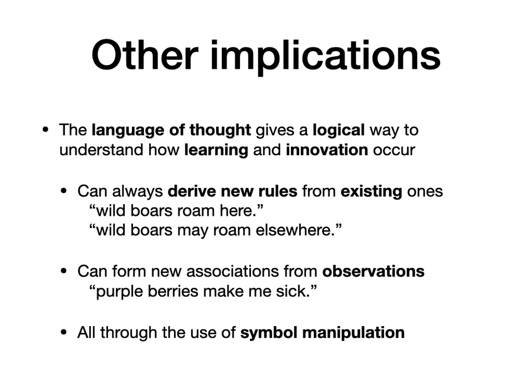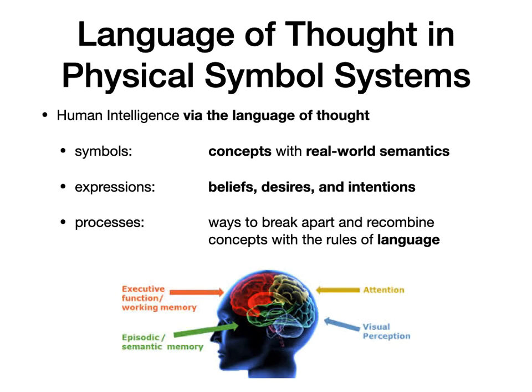So let's slot the language of thought back into the physical symbol system definition, right? So human intelligence by way of the language of thought. What are the symbols? The symbols are concepts with real-world semantics. The expressions are these beliefs, desires, and intentions, these internal sentences, right? Things that we can combine and know about the world and use to interact with the world. And the processes are the ways that we can break apart and recombine concepts using rules of language, that kind of stuff, similar to the syntactic structures we talked about with Chomsky. So, yeah, this ends up satisfying pretty cleanly.